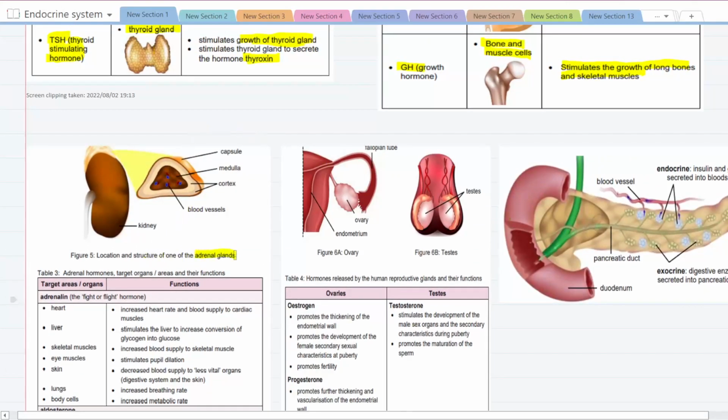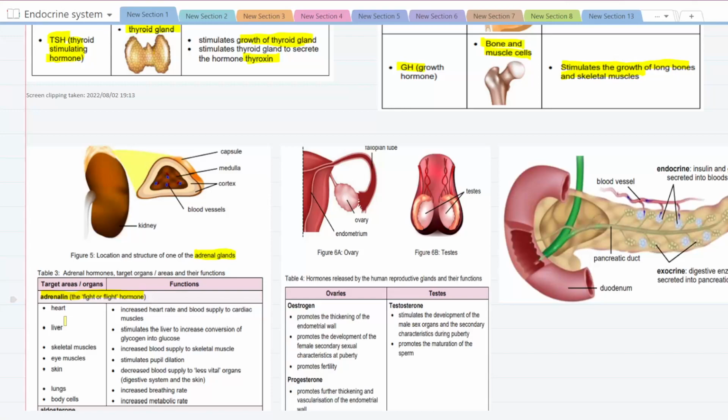These are called the adrenal glands. So adrenal glands, they secrete adrenaline, which is your fight or flight hormone. There are many target organs that are going to be affected by the adrenaline. Adrenaline is just when you are either ready to fight or take flight, flight meaning to run away.